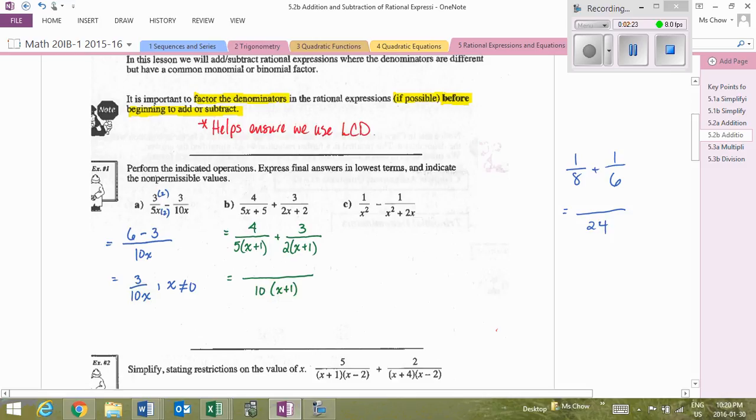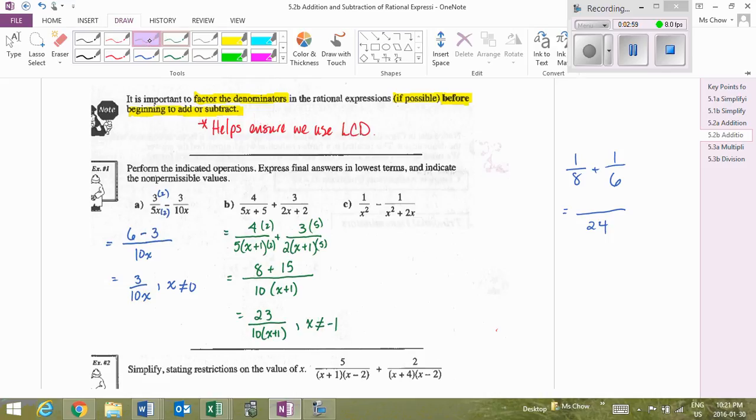So to get 10 times x plus 1, I need to multiply top and bottom here by 2, and top and bottom here by 5. So then we've got 4 times 2, or 8, plus 3 times 5, which is 15, or 23 over 10 times x plus 1. And again, there is no need to expand, distribute that denominator. We can leave that in factored form. And so our restriction x cannot equal -1, since the factor x plus 1 cannot equal 0.